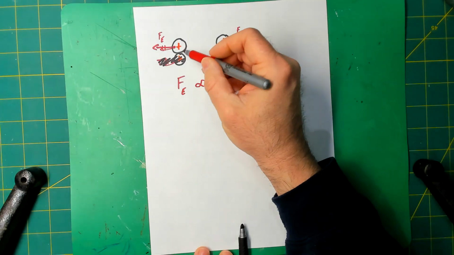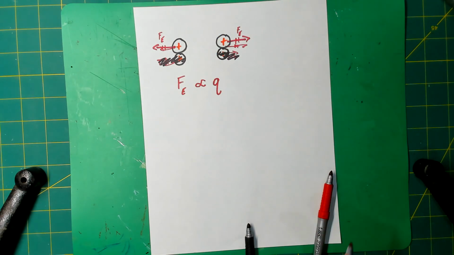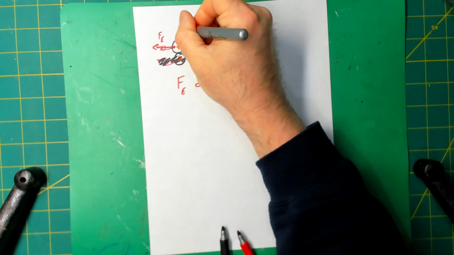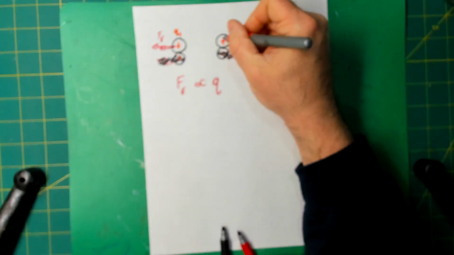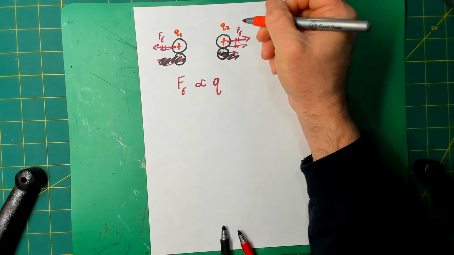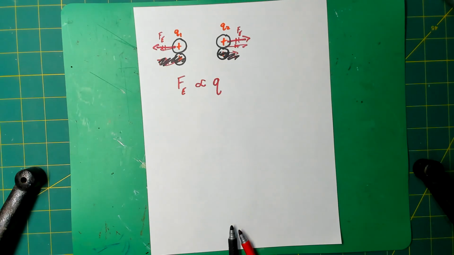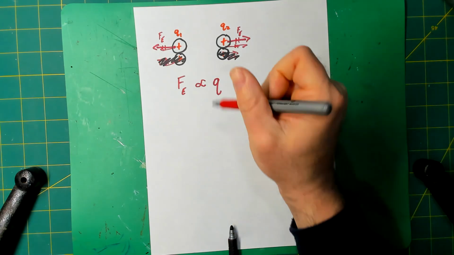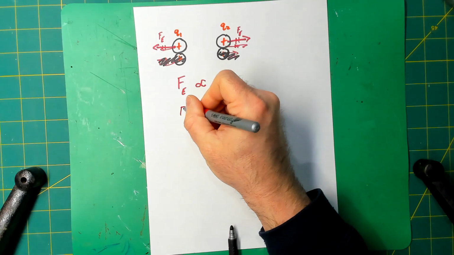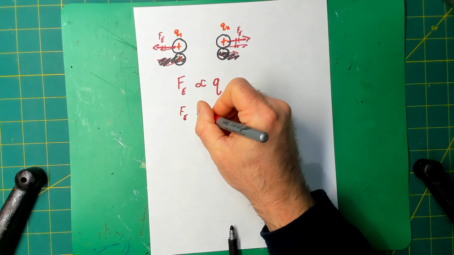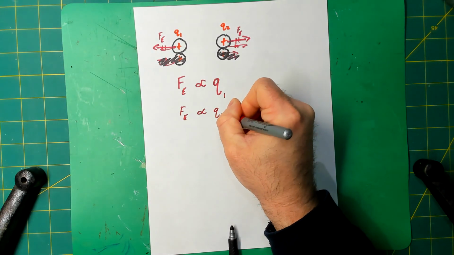we could talk about how much charge is on this object. And I might call the charge on this side Q1 and the charge on this object Q2. So my electric force should be directly proportional to Q1, and it should be proportional to the charge on the second object, Q2.